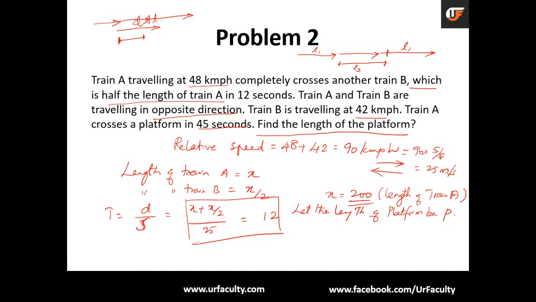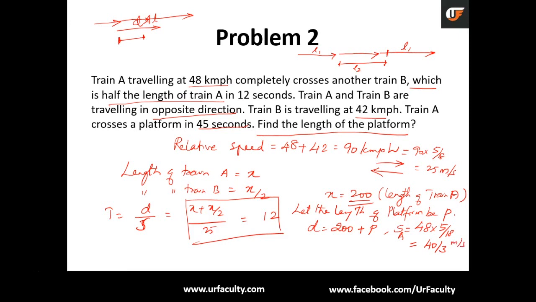So what is our new distance in this case? Distance is equal to 200, which is the length of the train, plus the length of the platform. And what is the speed of train A? Speed of train A, I'll put for your understanding, is equal to 48 into 5 by 18. I'm converting it into meters per second because this is in meters. And this is equal to 40 by 3 meters per second.